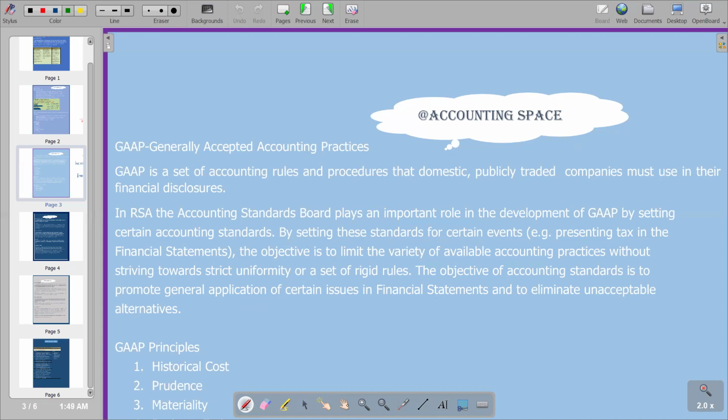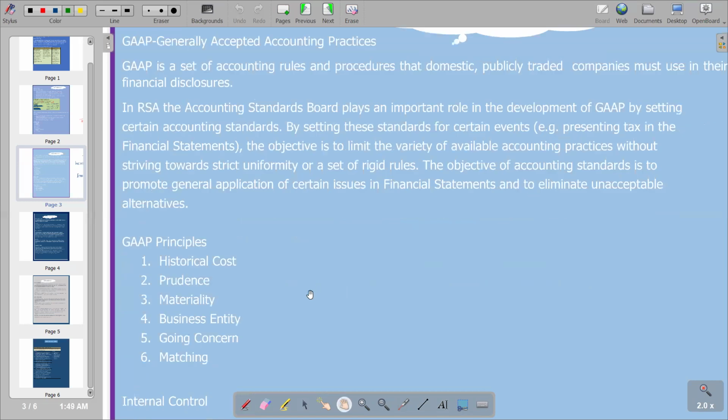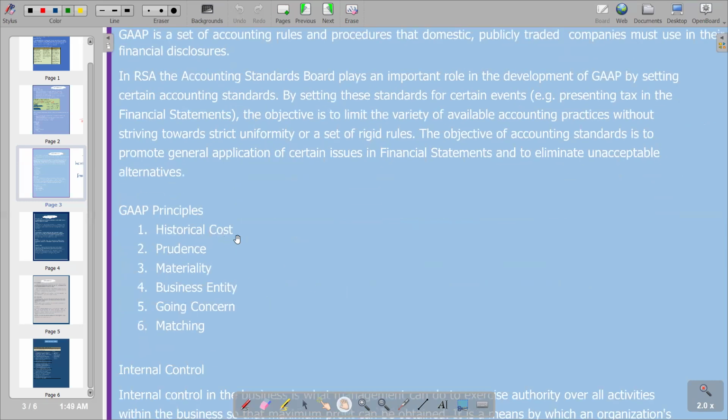We are going to see that we've got various examples of GAAP principles, whereby we've got the historical cost principle, the prudence principle, the materiality principle, the business entity principle, the going concern principle, and lastly, the matching principle. So this is what we have on the various elements of our GAAP.